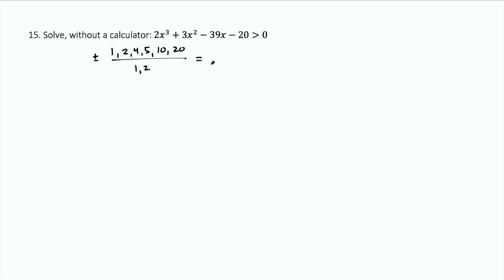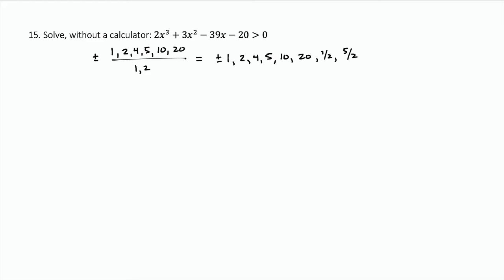So our list of possible rational zeros is positive or negative 1, 2, 4, 5, 10, or 20. Those are all of those divided by 1. And then each of those divided by 2: 1 over 2, 2 over 2, which is 1, 4 over 2, which is 2, 5 over 2, 10 over 2, which is 5, and 20 over 2, which is 10. So there's our list of possible rational zeros.